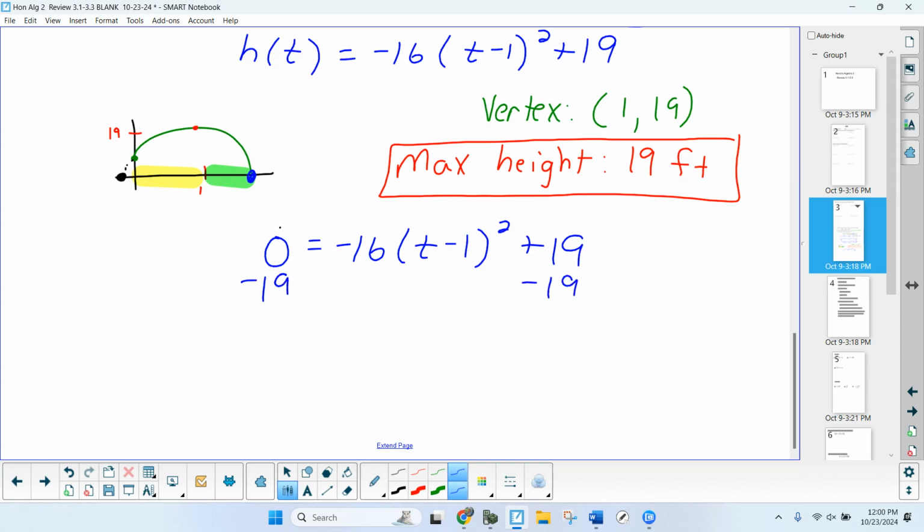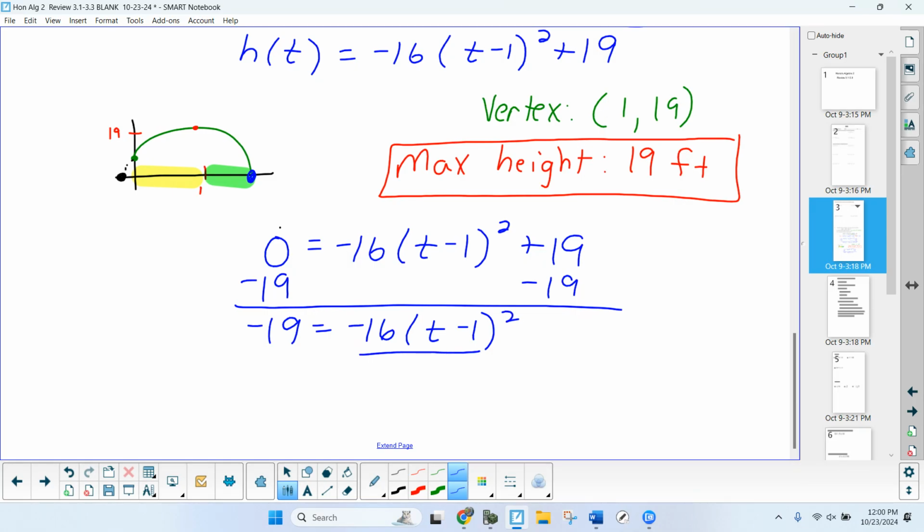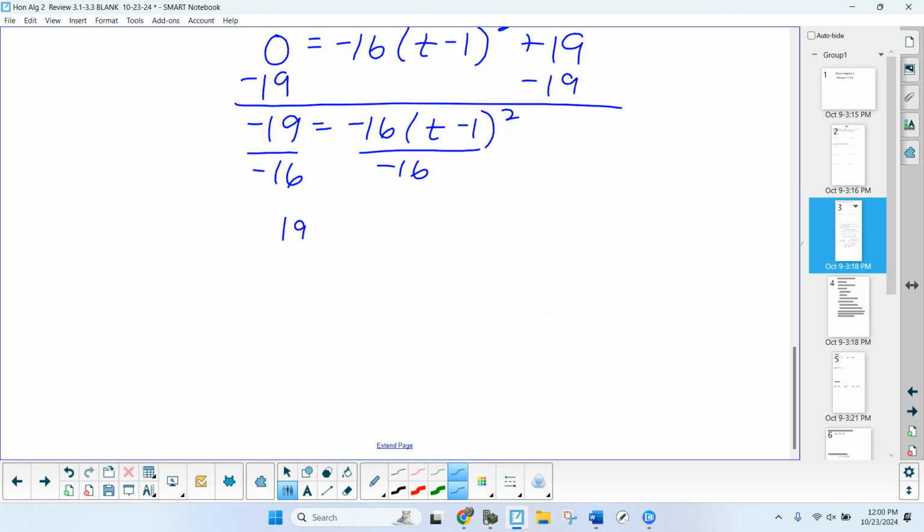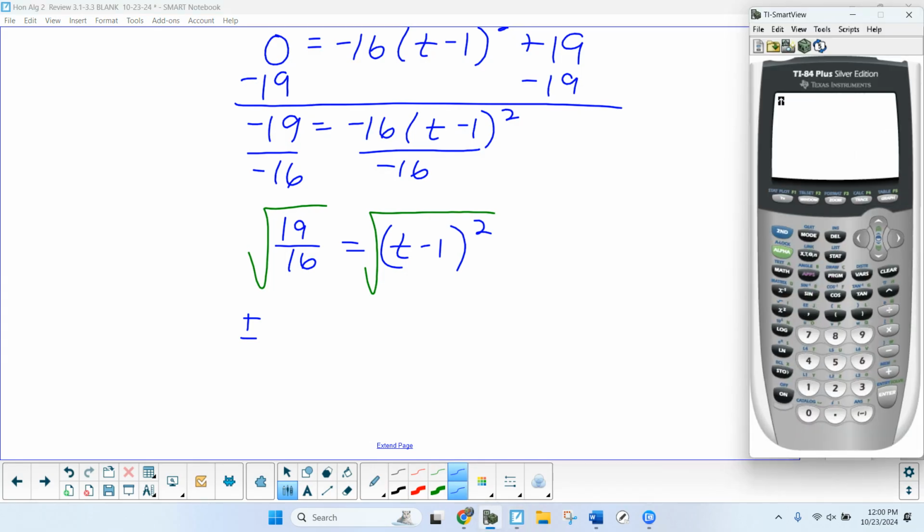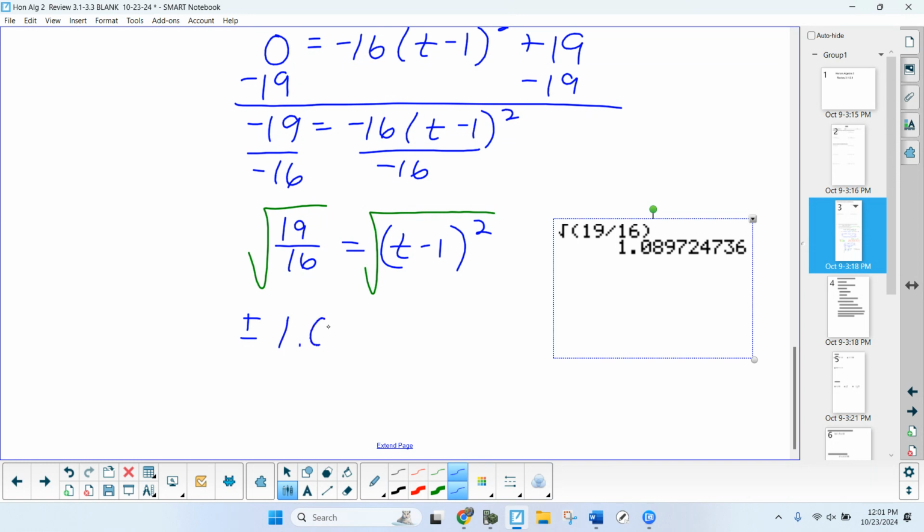Minus 19. And then what do you do? After you subtract 19, what do we do? Divide by negative 16. What's a negative divided by a negative? Positive. So I get 19 over 16 equals t minus 1 squared. What do you do now? Square root it. You get plus or minus. So now I'm going to grab my calculator and do the square root of 19 over 16, and I get plus or minus 1.09.